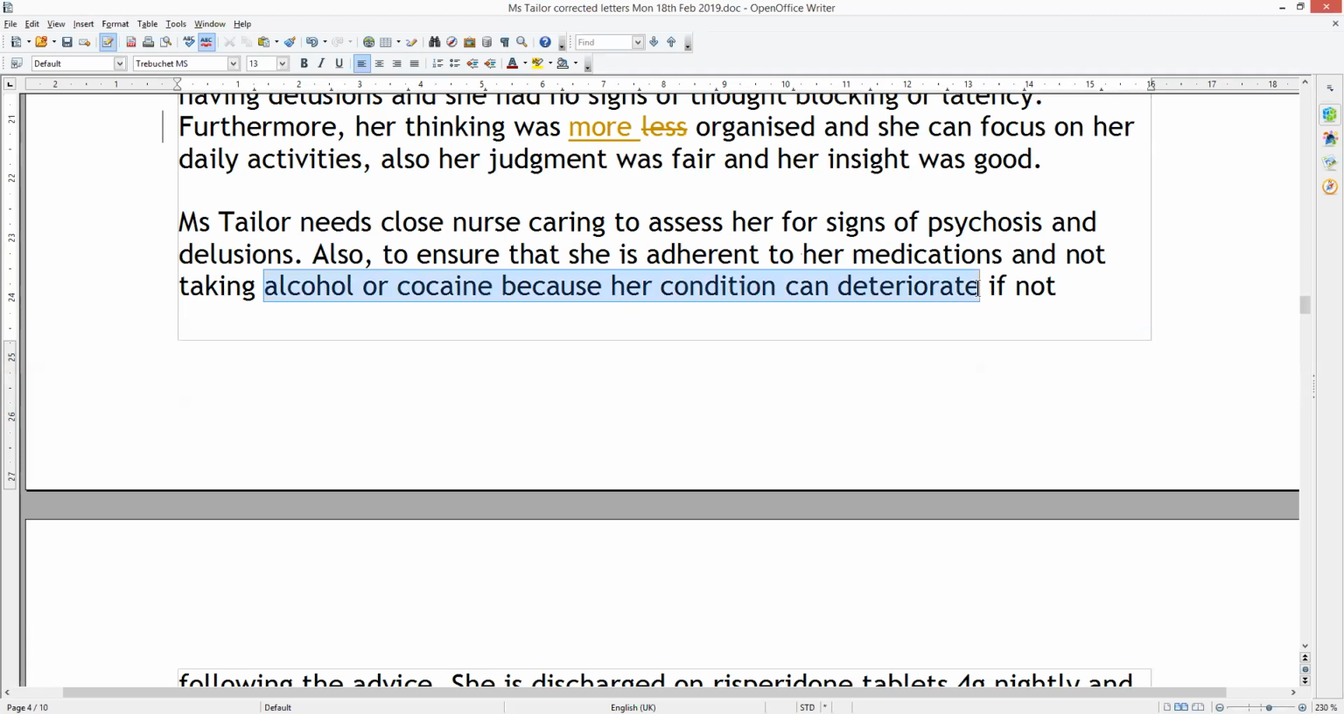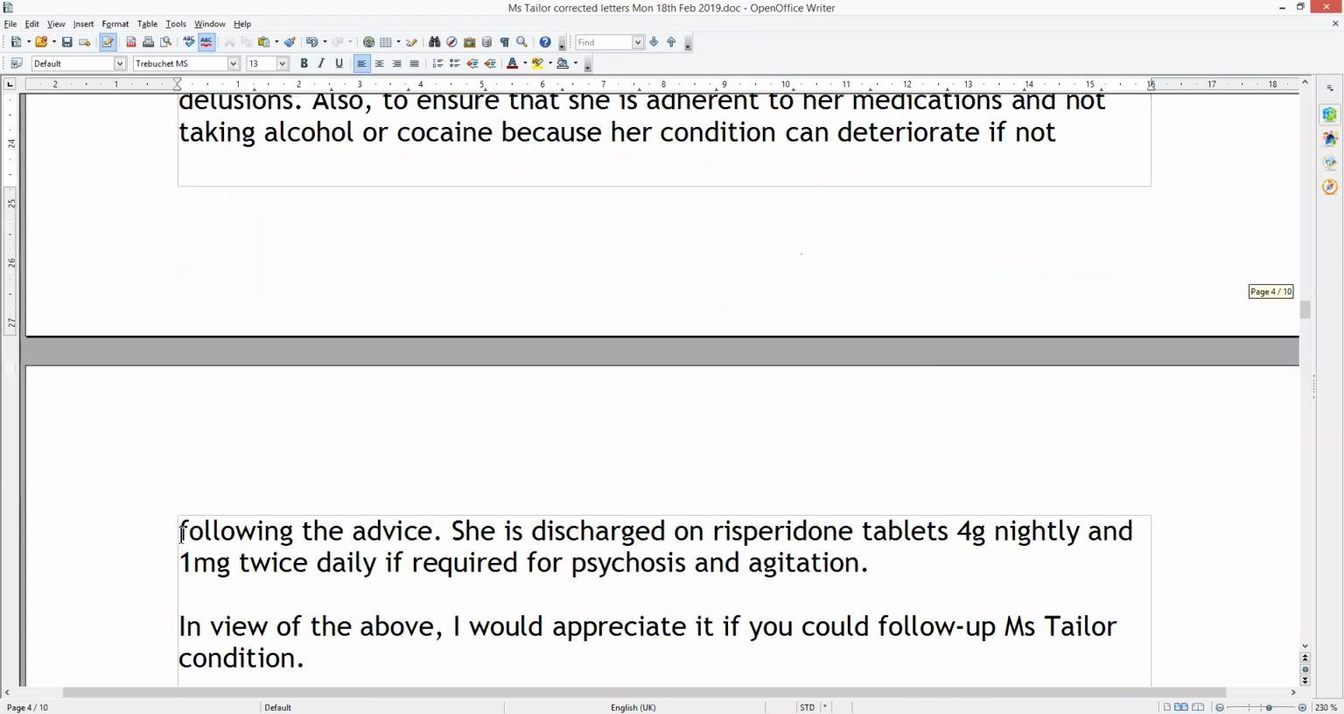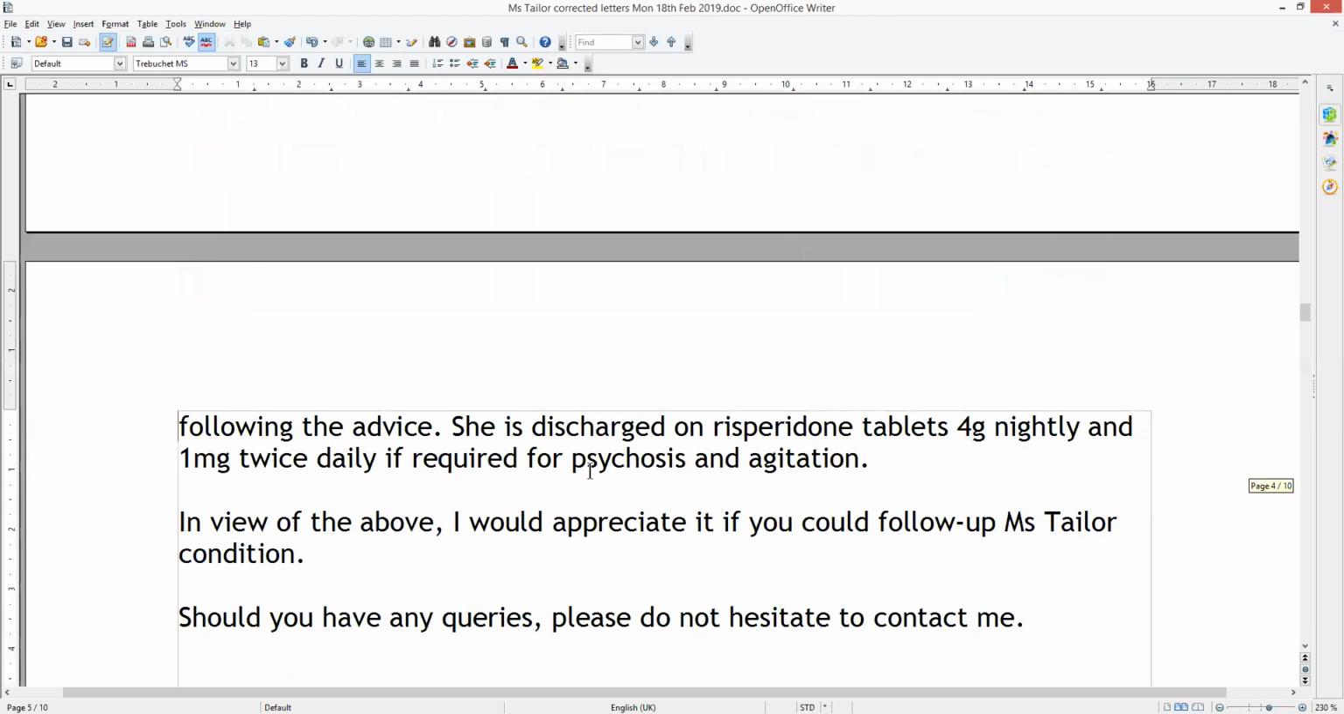So if you drink and take some Coke, your condition might deteriorate. Well, it could do so. It can deteriorate if she does not follow the advice. She's being discharged. Miss Taylor's. Don't forget your possessive. Miss Taylor's condition.